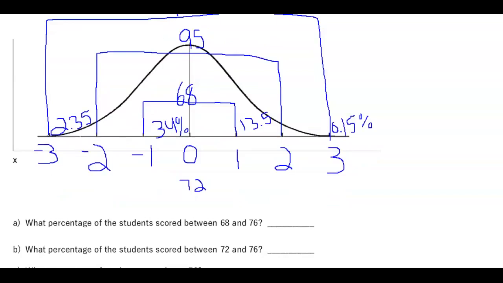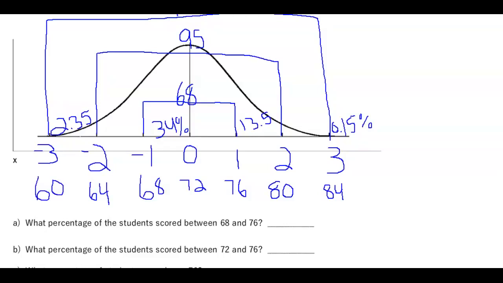If we go to the right, we do 72 plus 4, which is 76. Then 76 plus 4 is 80, and 80 plus 4 is 84. To figure out the numbers to the left, we do 72 minus 4, which is 68. Then 68 minus 4 is 64, and finally 64 minus 4 is 60.